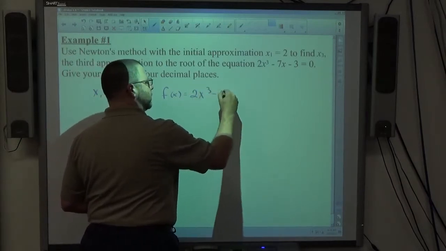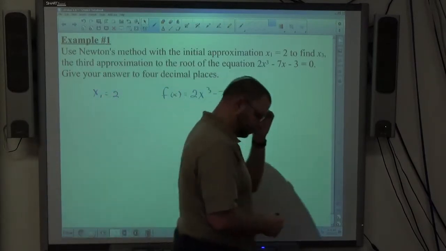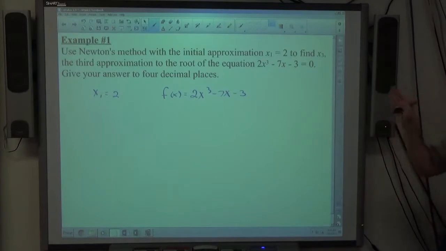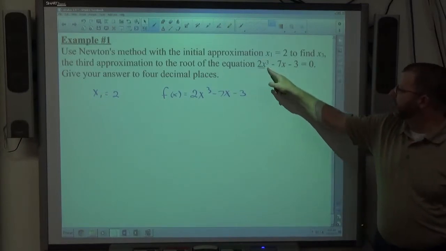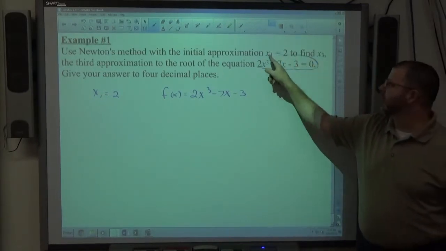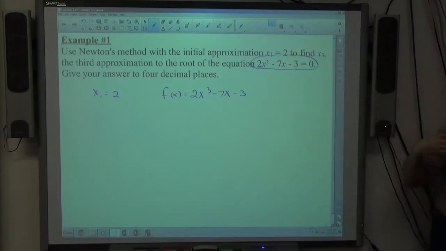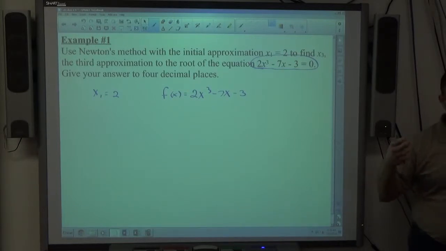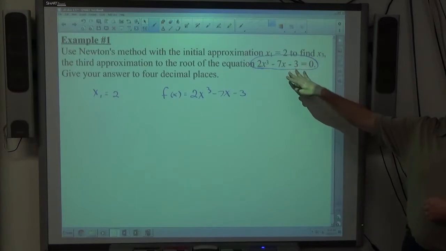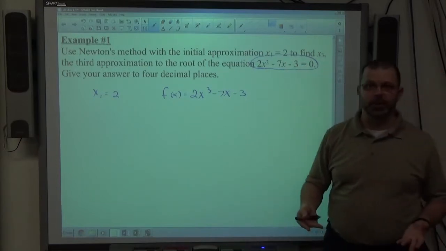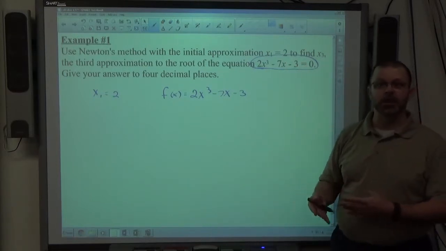The original function is 2x cubed minus 7x minus 3 equals 0. That's our original equation, that's what we're trying to solve. And this is the purpose of Newton's method: what is the solution to this equation? If that's the direction you're looking for, Newton's method is a technique for doing it. Knowing why you're using it is helpful.